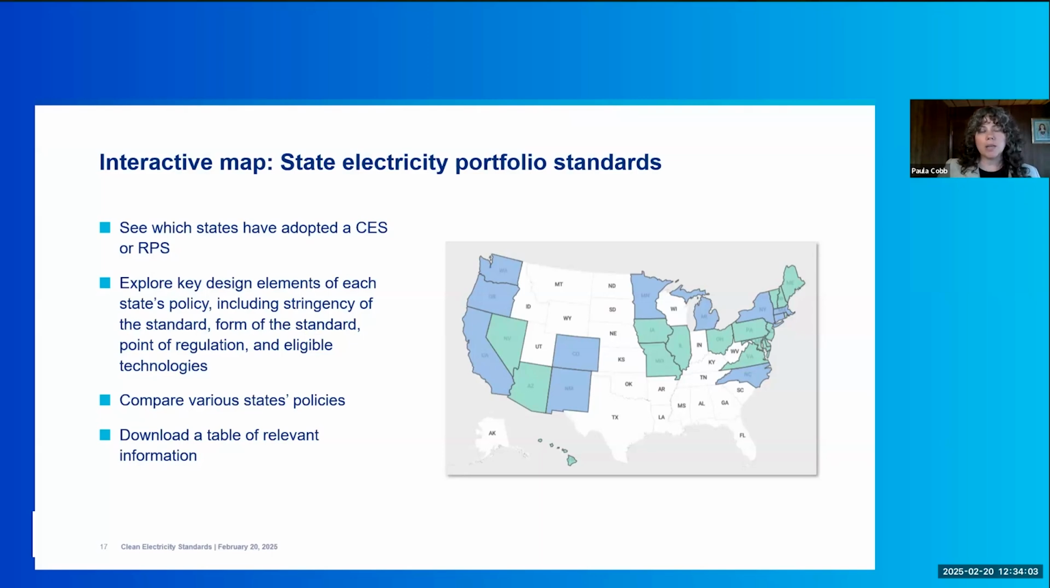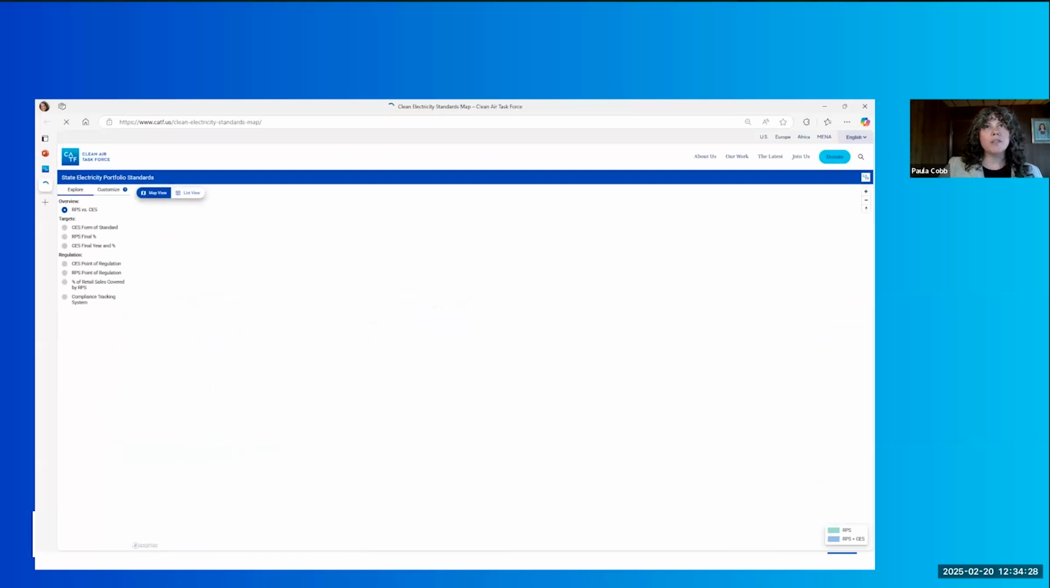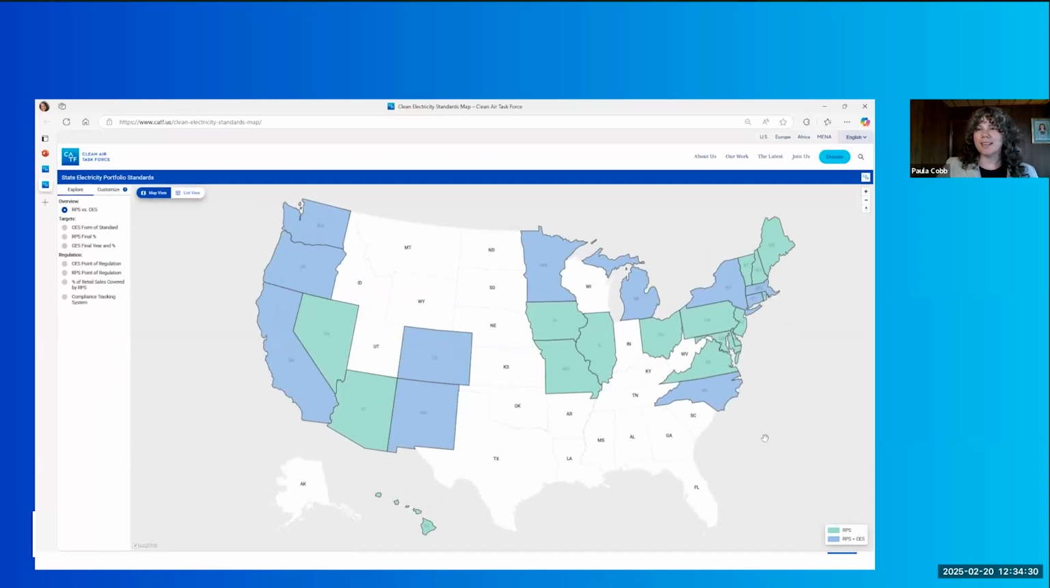So you can see which states have adopted which policy. You can explore which design elements each state has chosen. You can even compare the various states' policies. And then you have this map feature, but you also can download a table of relevant information and work offline to really explore what states have done in their individual policies. All right, let's take a look at the map. We're going to do a live demonstration, so hopefully this works.